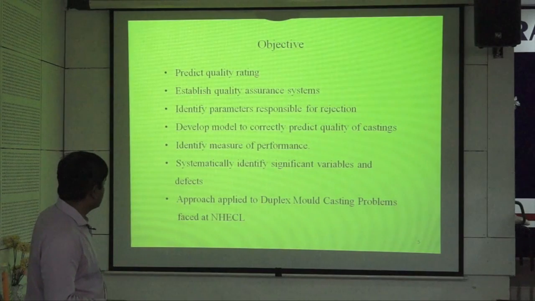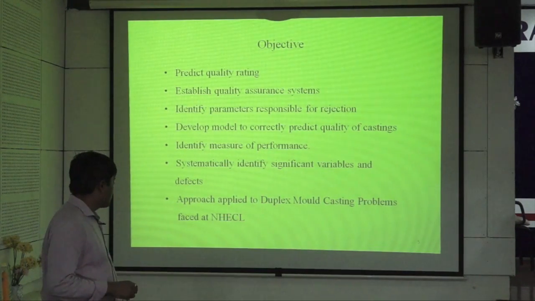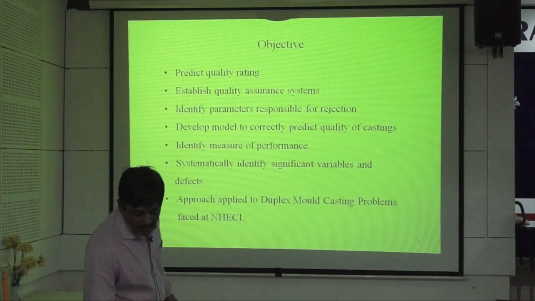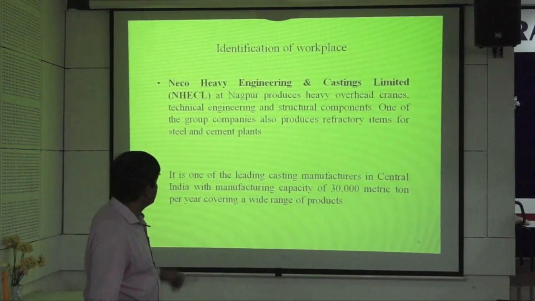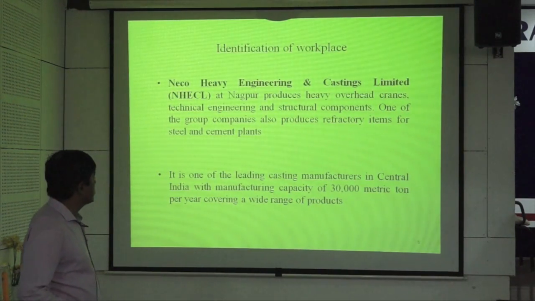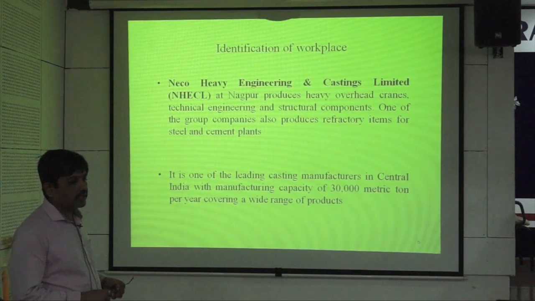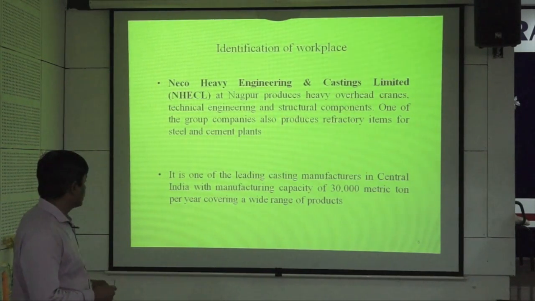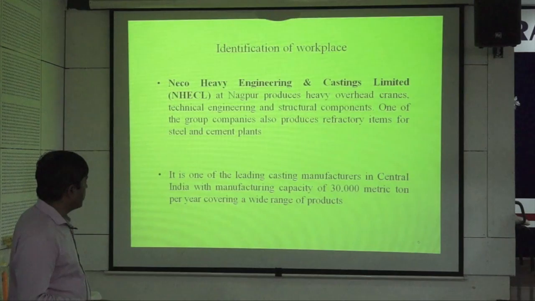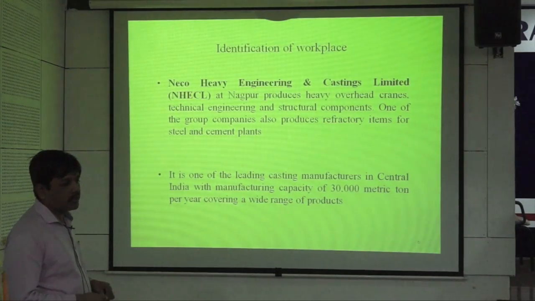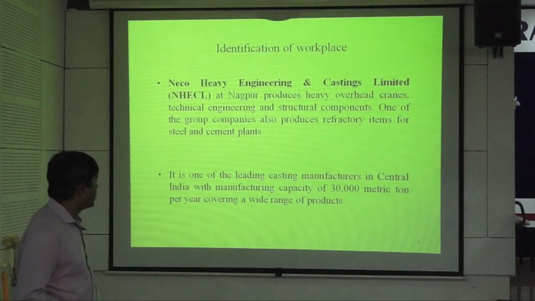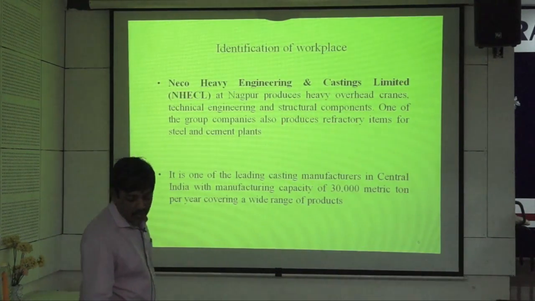These are the causes. Our approach was applied to duplex mold casting problems at NHCL, that is NECO industry. So this is the workplace, NECO Heavy Engineering Castings Limited. Although they are manufacturing a number of components, a variety of components, they have a manufacturing capacity of around 30,000 metric tons per year, covering a wide range of products.